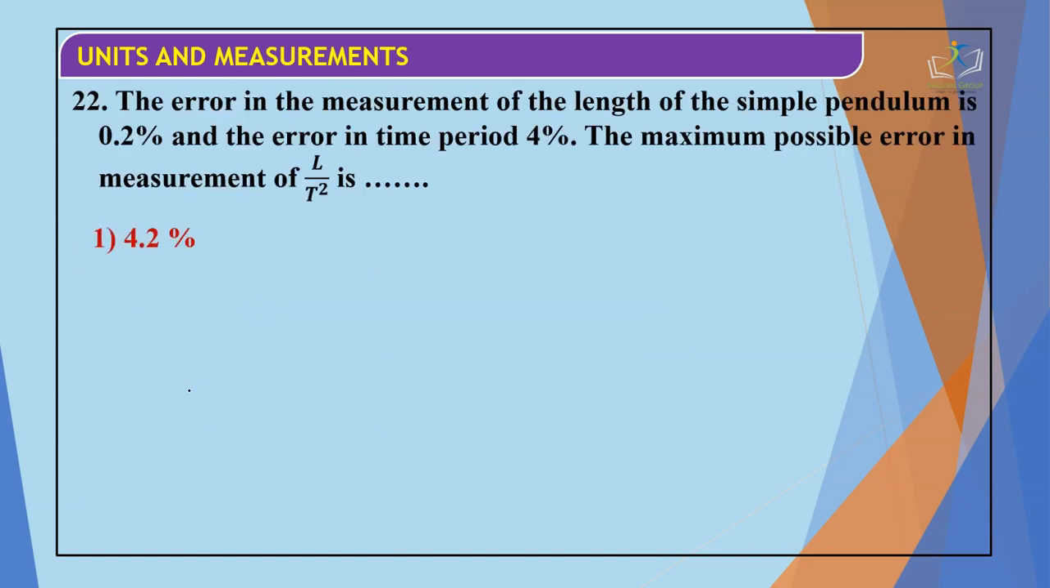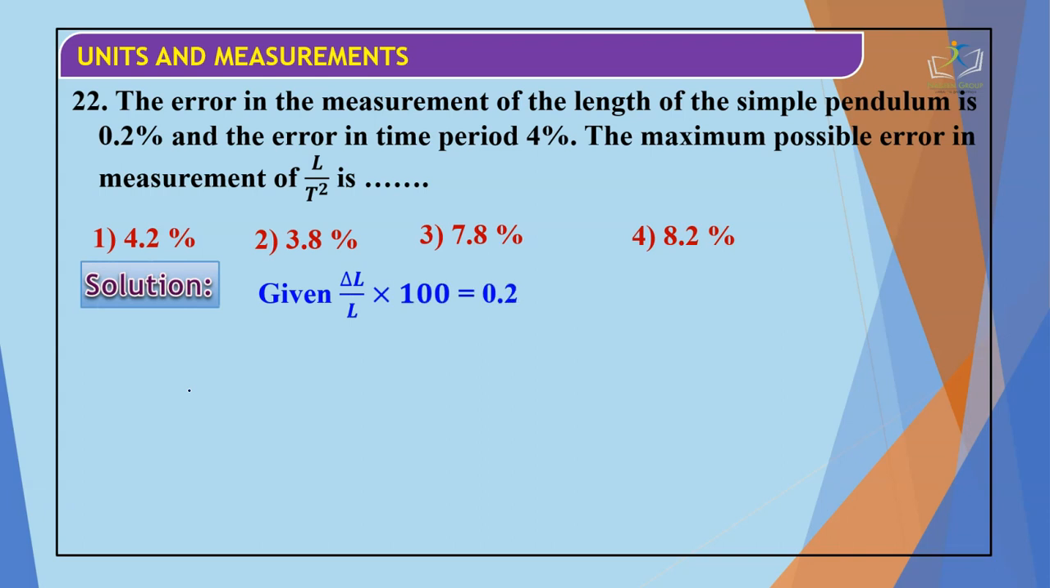The error in the measurement of the length of a simple pendulum is 0.2% and the error in the time period is 4%. The maximum possible error in the measurement of L by T square is: 4.2%, 3.8%, 7.8%, 8.2%.